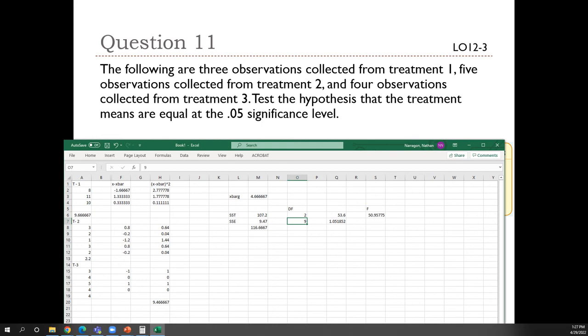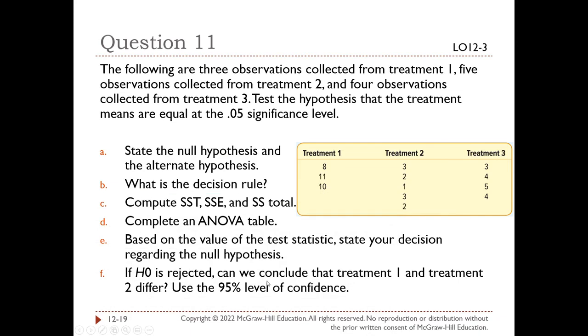If we rejected a null, so back to our problem. Can we conclude the treatment 1 and treatment 2 differ? Use a 95% level of confidence. Alright. So this means we're going to have to find t-value. Yay!